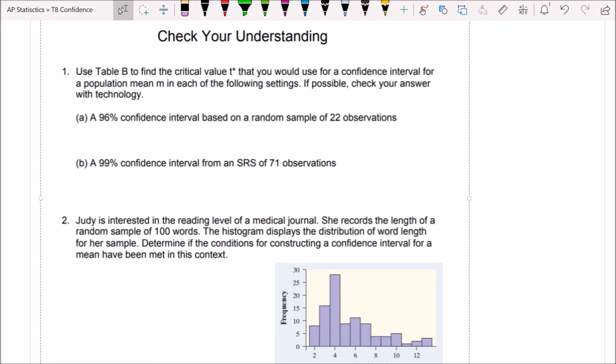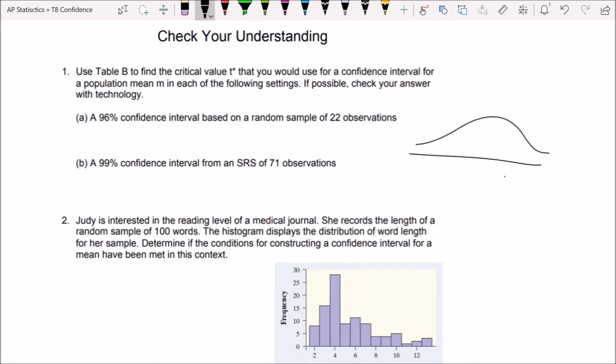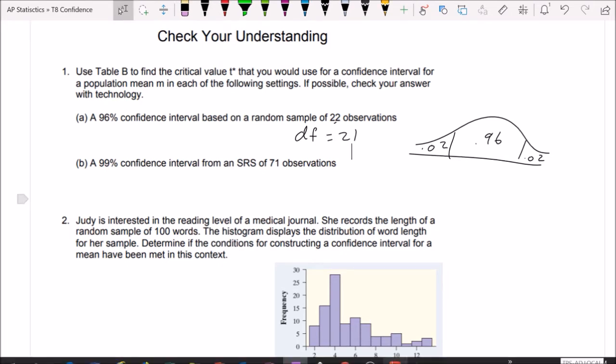Okay, let's go straight to the calculator after we figure out what our tail areas are. Here's what I mean by that. First of all, I'm going to come over here on the right and draw a quick little distribution. It looks approximately normal because that's kind of what a t-distribution looks like. It's just a little more spread out. So if the central area is 96%, then these tail areas are 2% each. And then our sample was 22, so our degrees of freedom is going to be 21. So our inputs are 0.02 and 21. Let's go to the calculator.